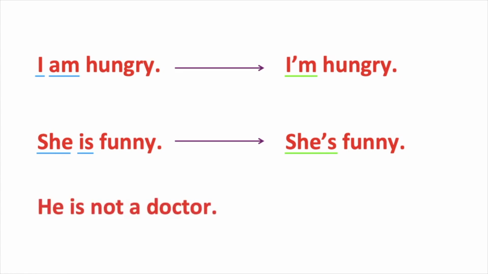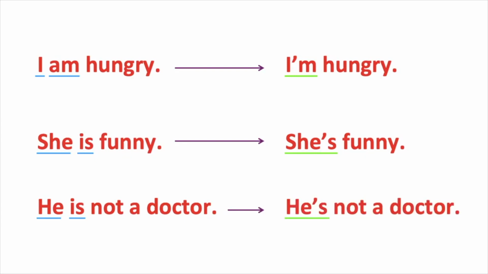He is not a doctor. I can combine he and is. He's not a doctor. Now I will go through the common contractions in English.